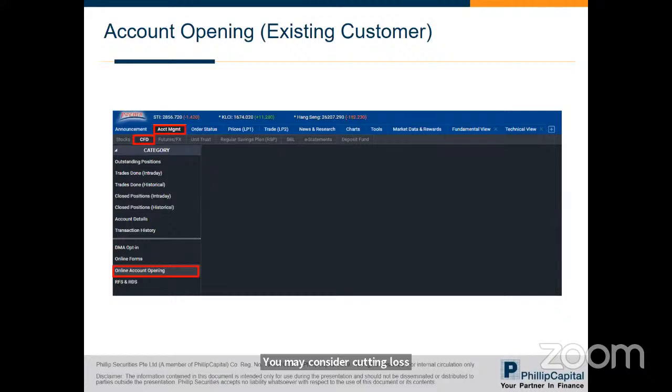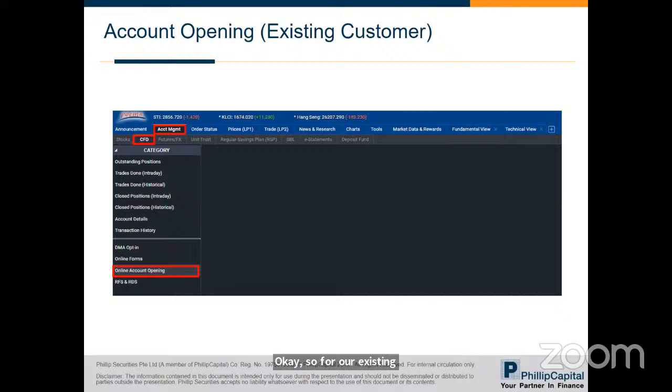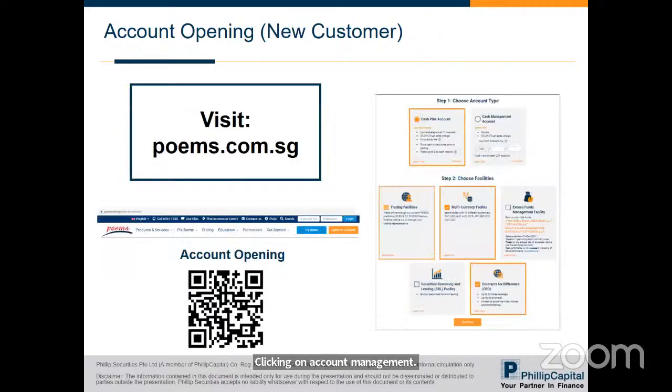So for our existing customers, you may create an account by clicking on account management, CFD, online account opening. For new customers, you can create an account via bonus.com.sg and follow the steps. Or alternatively, you can walk into your TR, you can call your TR, or you can walk into the Phillip Investor Centers. Or you can scan the QR code.